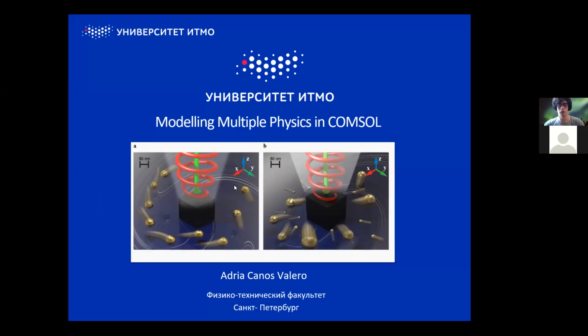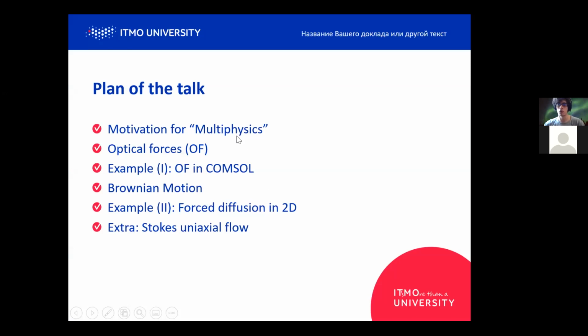So as you can see, basically, I will show you first what will be the plan of the talk. First, I will explain a little the motivation for multiphysics with examples based on my research. Then I will give you a very brief background on the equations for optical forces and start building an example on how to calculate optical forces in COMSOL. Then I will explain Brownian motion and why we need it in our case. And then I will show how to actually calculate or predict Brownian motion using COMSOL.